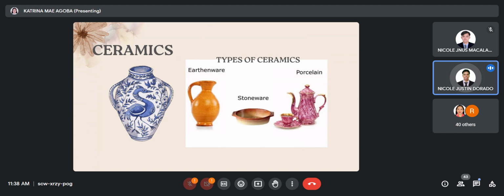So, anong pagkakaiba ng tatlong yan? Yun lang, sa temperature at which the clay is fired and the resulting strength, water resistance, and durability of the finished product. Sa high temperature lang sila nagkakaiba-iba. So, next slide po.